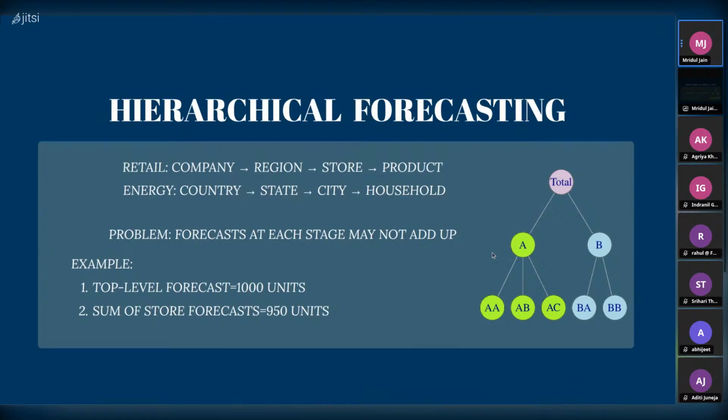So as you can see in the figure on the right, we have a total value, and this total value has been split into A and B. And then A has the subchildren AA and AB, and B also has subchildren BA and BB. So yeah, this is the basic concept of hierarchical forecasting, and it has many use cases in real world scenarios.